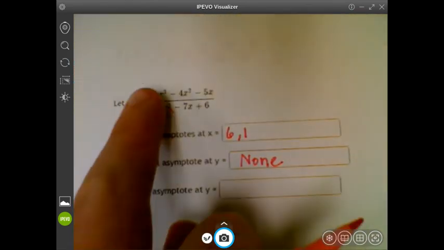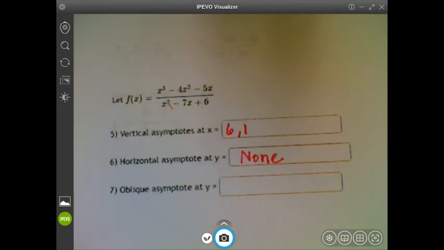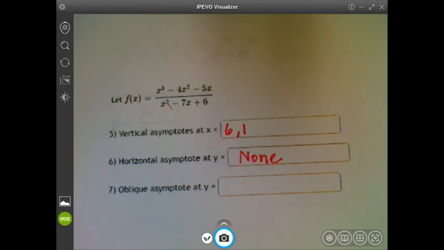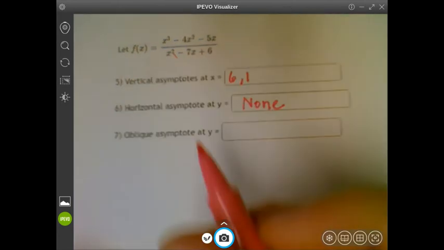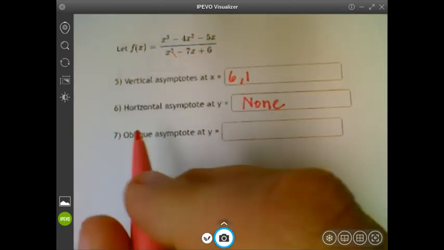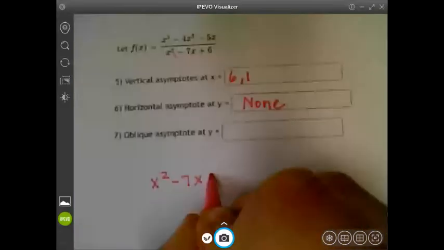Oblique asymptotes happen when the top is exactly 1 more. So is the top exactly 1 more? Unfortunately, the answer is yes, which means that there is an oblique asymptote here. So we are going to go ahead and have to find the equation for this oblique asymptote. And here's how you do it. You divide these. So back a few sections ago when we did some long division, we're going to have to do that again.